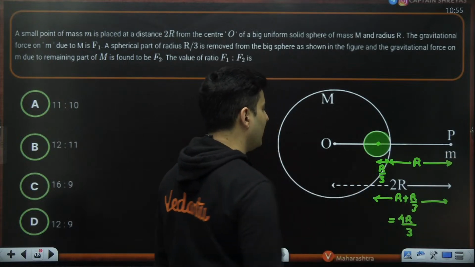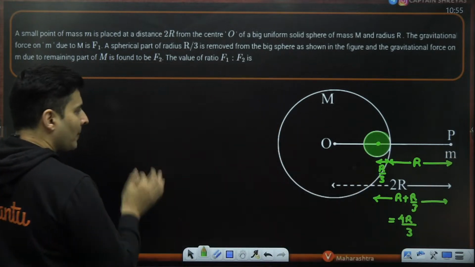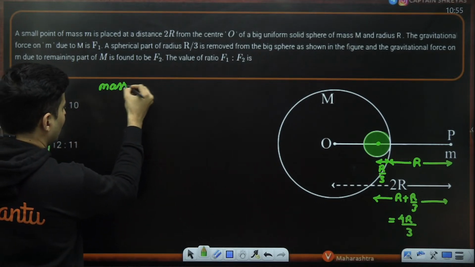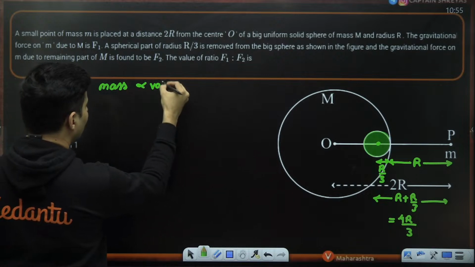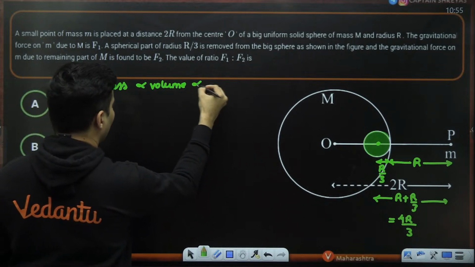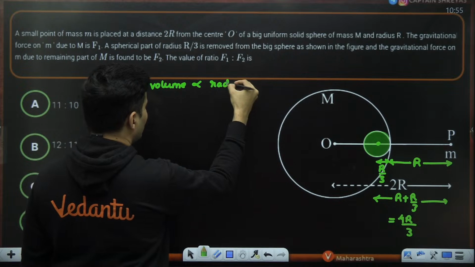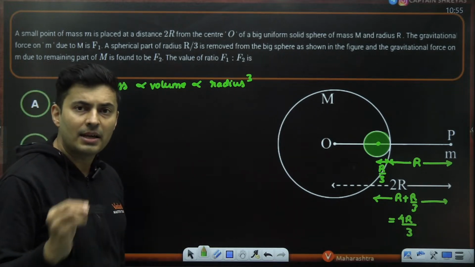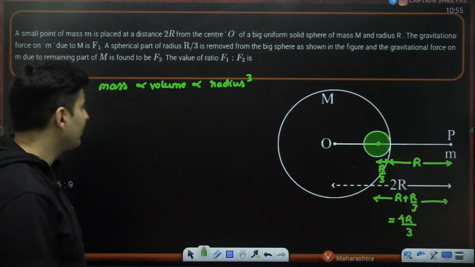How much will be this mass? Well, the logic for that is as follows. We know that the mass for a constant density is proportional to the volume, and the volume is proportional to the cube of the radius. 4 by 3 pi r cube, that's the volume of a sphere.